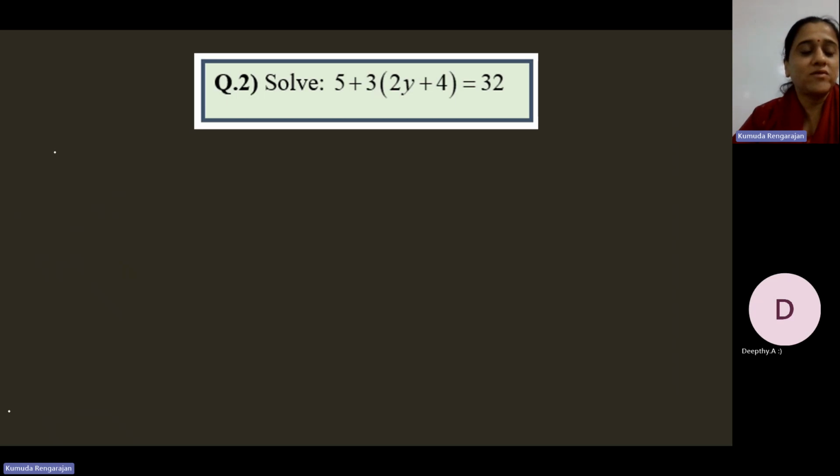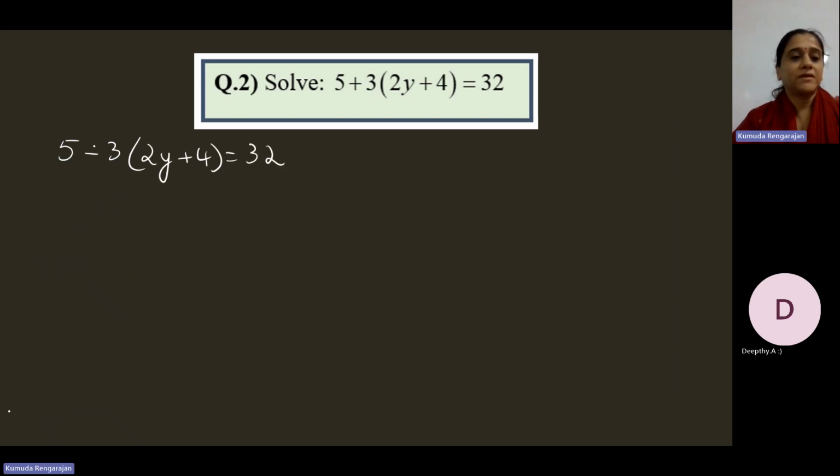So I was telling you, if this equation was 5 minus 3 into 2y plus 4 is equal to 32, then 5 and this expression are connected by the minus sign. Now we need to transpose 5.